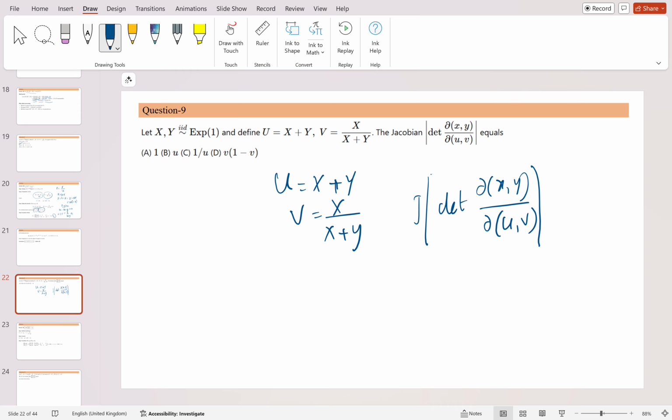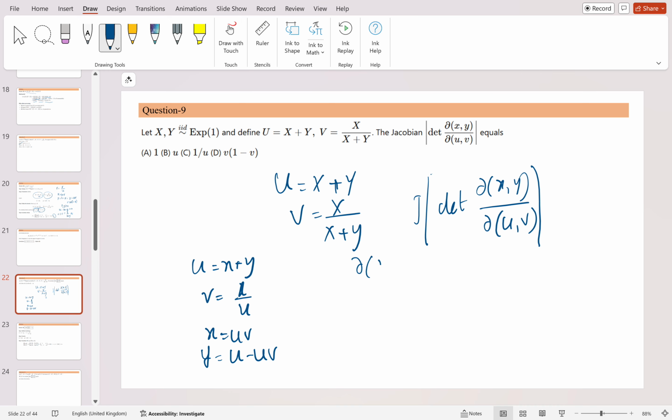So let's find it out. u is equal to x plus y, x divided by u, so x is equal to uv. Okay, what is the value of y? y is simply equal to u minus uv. Okay, if I find out the Jacobian del xy comma del uv, it will be in the matrix format.